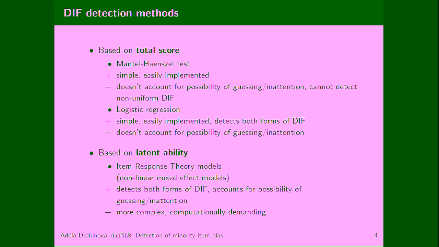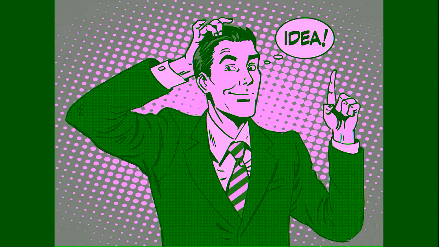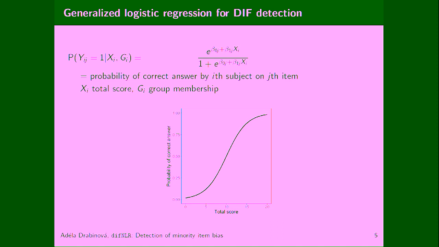So we were thinking, is there any method that can handle these things, both types of DIF and also guessing or inattention, and you don't need such a large sample size? And we got one idea, and it's now implemented in the difNLR function. I will explain it very simply.